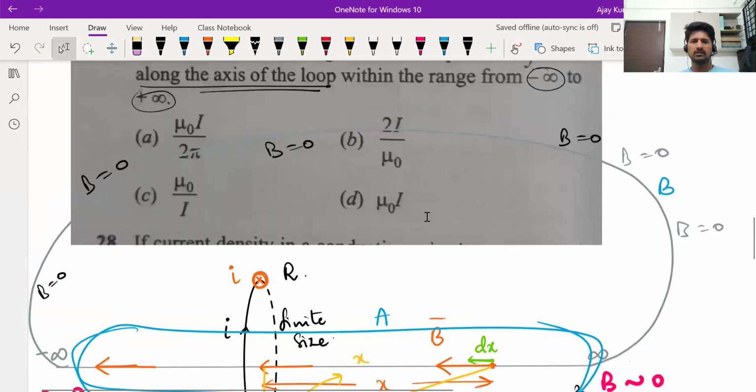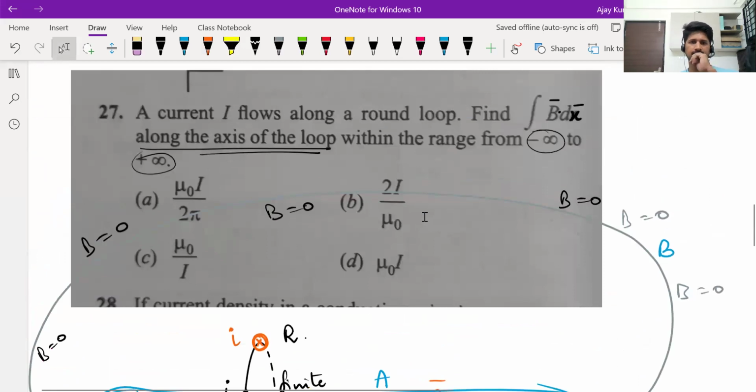Okay, any doubt in this? Fine, let's solve one more problem. That other problem is actually from, I mean, it's there in your syllabus also. Just a moment.